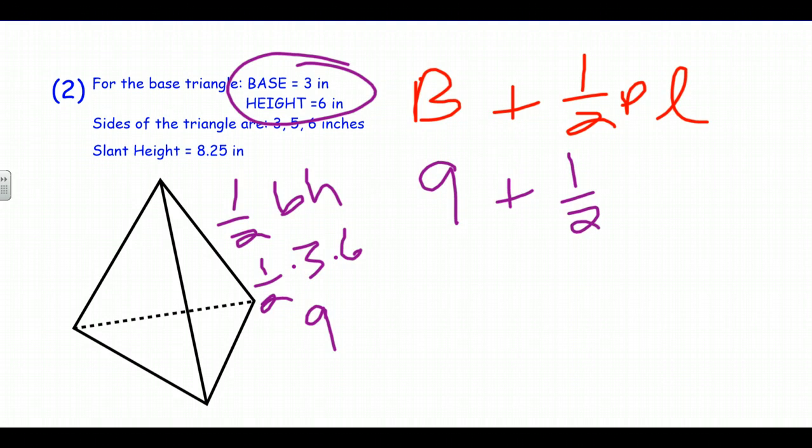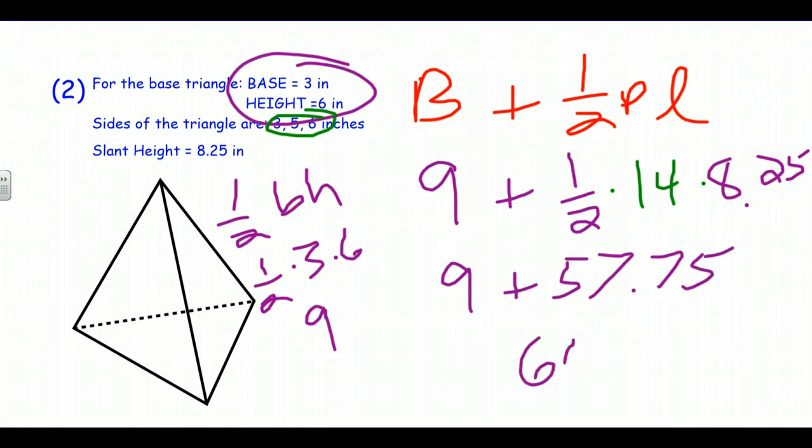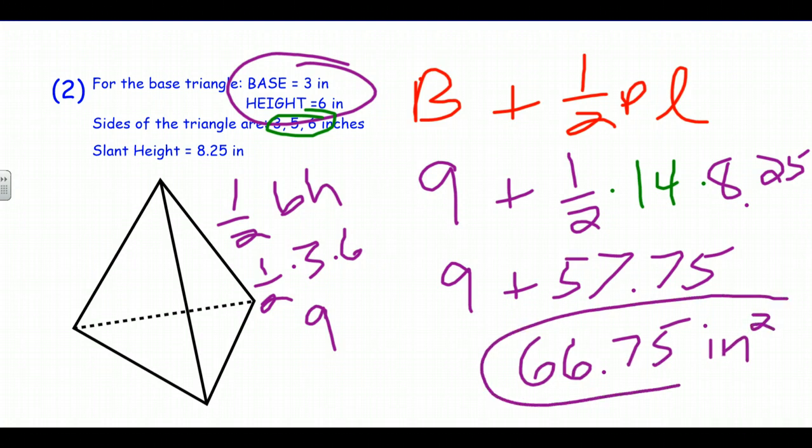Plus we're going to take 1/2 the perimeter, and we know the sides of the triangle here are 3, 5, and 6. So 3 plus 5 plus 6 is 14, times the slant height, which is 8.25. So 9 being the area of the base, 1/2 of 14 is 7. 7 times 8.25 gives us 57.75. Add that to 9 and get 66.75 square inches. That is our surface area for that pyramid.